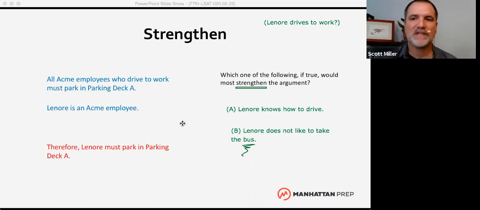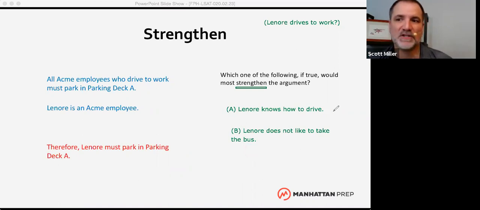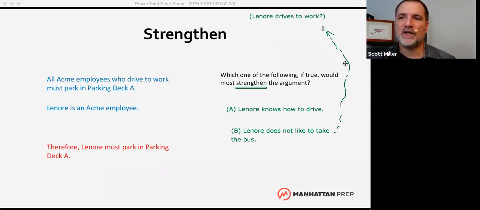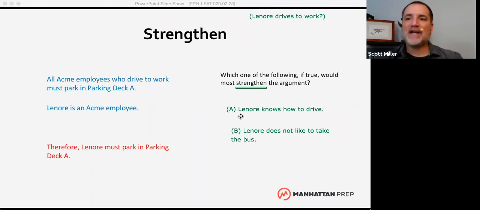That's not the question we're asking, though. The question we're asking is, if this is true, what effect does it have on the argument? Does it strengthen the argument? Yes, because if it's true, it makes it at least a little bit more likely. We don't know for sure, but it could make it a little bit more likely that Lenore drives to work. And if none of the other answer choices make this any more likely, then B would be the correct answer. What you're often going to see in a strengthen question, this is where the LSAT gets a little trickier, is you might actually get a situation like this in a strengthen question because it says most strengthens the argument.